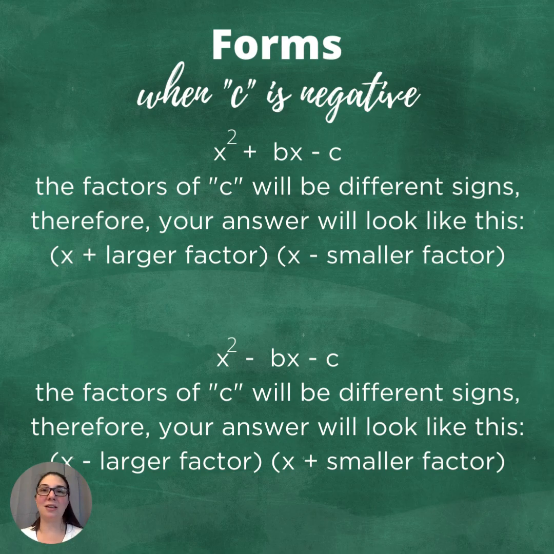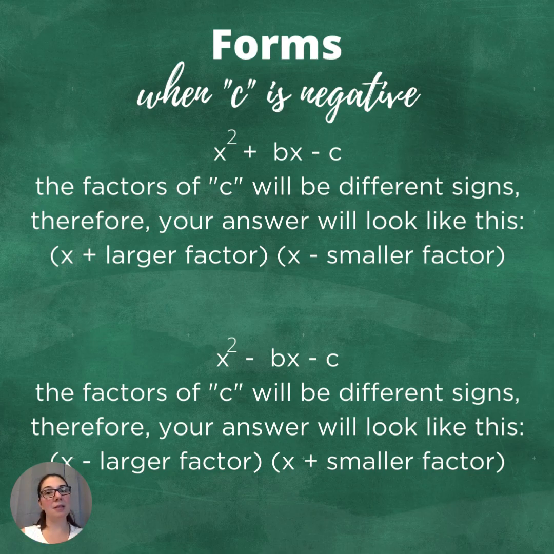Just to give you an example, if you do 5 minus 3, you're going to get positive 2. But if you do 3 minus 5, you're going to get negative 2 because 5 is the larger value. So when it's x squared plus bx minus c, in your answer, you're going to have x plus the larger factor times x minus the smaller factor. Conversely, if you have x squared minus bx minus c, it's going to be the opposite thought process. So you're going to have x minus the larger factor times x plus the smaller factor.